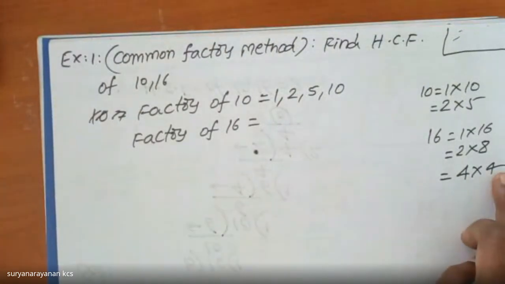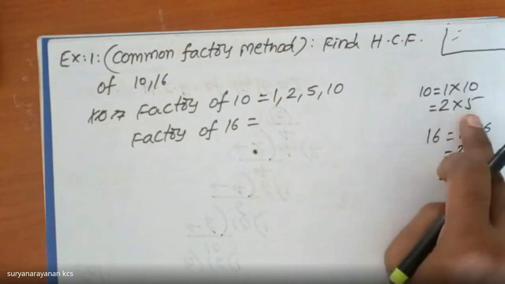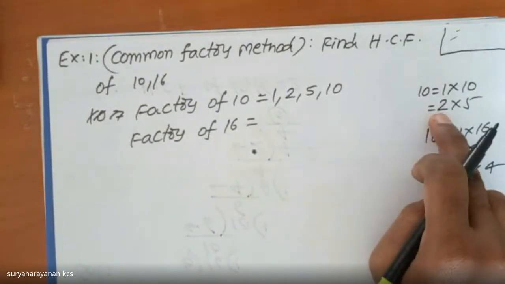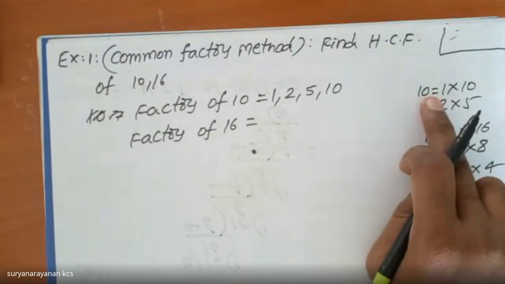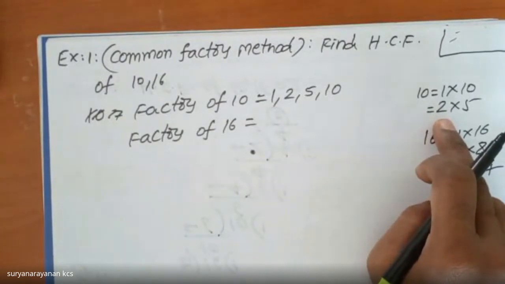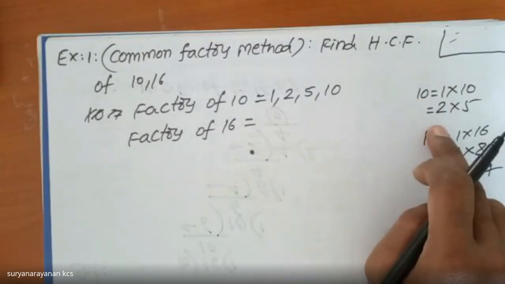See, the second number is also 4. Here, in the case of 10, the second number is 5. So after second class, we have to check the third class. In the third table, can you get 10? No, sir. In the fourth table, can you get 10? No, sir.